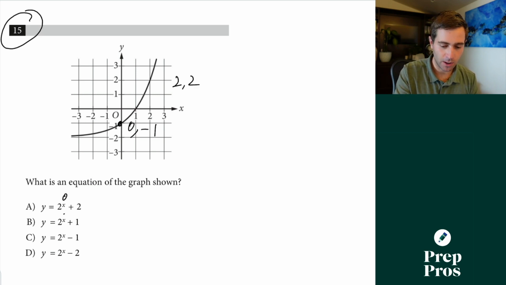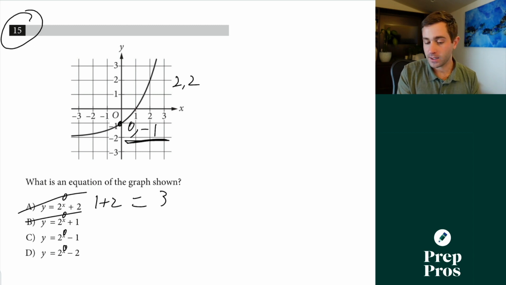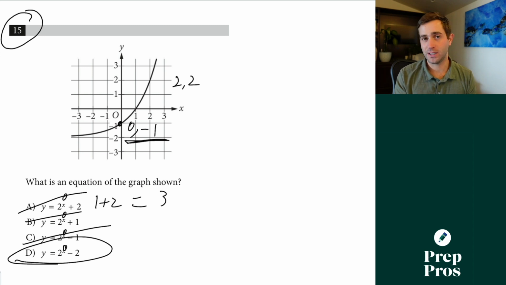Well, 2 to the 0, which is what all of these are going to start off with, is simply going to be 1. Well, if we plug in 0, we need to get -1. 1 plus 2 does not equal -1. 1 plus 1 does not equal -1. 1 minus 1 equals 0. 1 minus 2 equals -1. We only need to even plug in 1 point for many of these questions to get them correct.